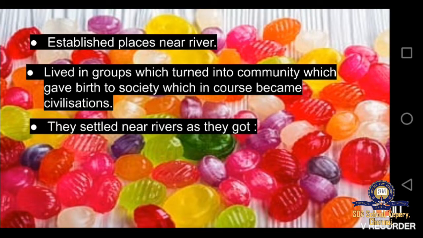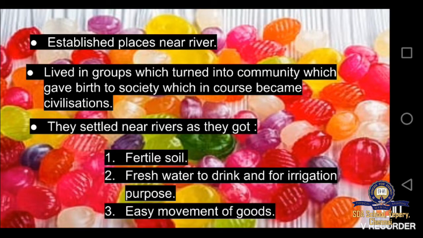These people settled near rivers or the banks because, one, they get fertile soil. The land near the water is really fertile and it is used for agriculture, so they settle. Secondly, they get fresh water to drink, they can feed the cattle too, and use it for irrigation. Third, they were able to have easy movement of goods. For these reasons, the people started settling near rivers.